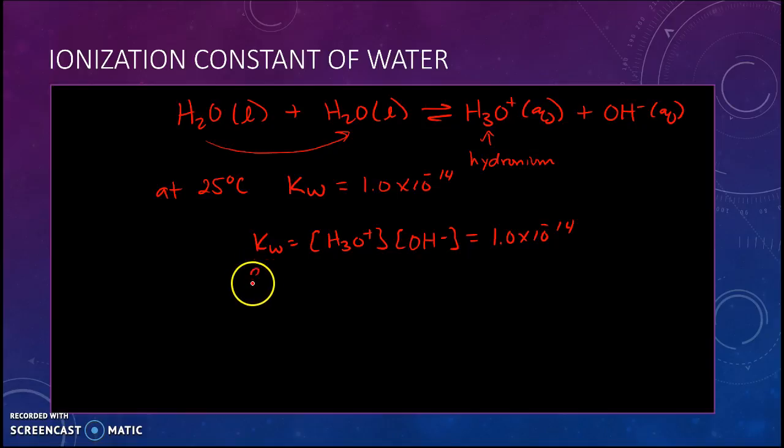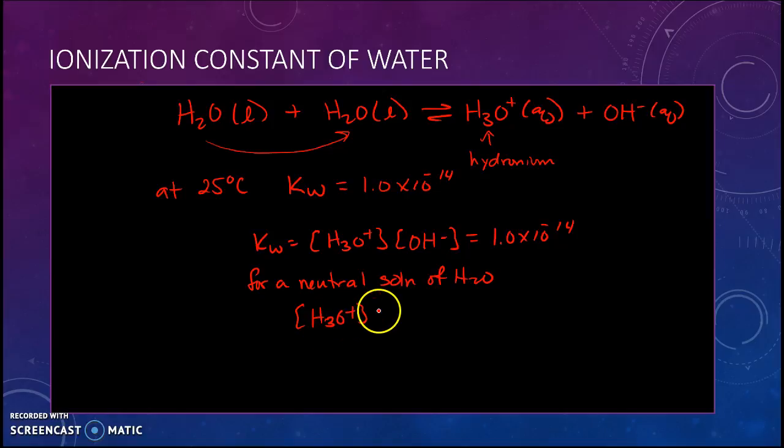And for a neutral solution, so you just have water hanging out and there's nothing added to it, for a neutral solution of water, each of these have to be equal to each other. So H3O plus will have to equal the concentration of hydroxide. And for this, it's going to be 1 times 10 to the minus 7th molar. So in pure water, a neutral solution of water at 25 degrees Celsius, all these caveats, this concentration is going to be 1 times 10 to the minus 7th.